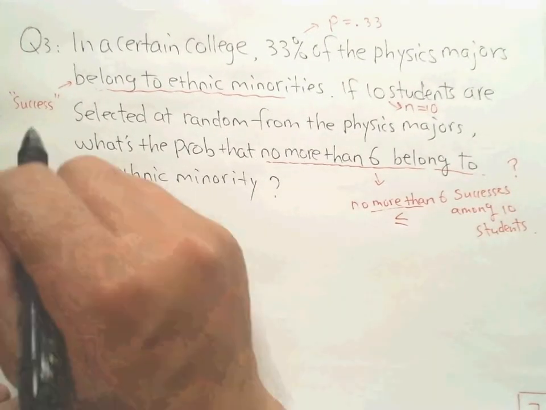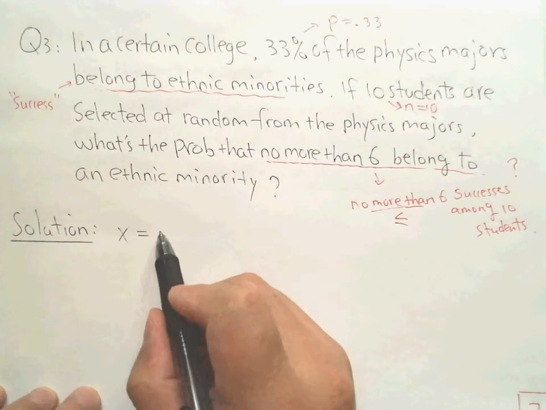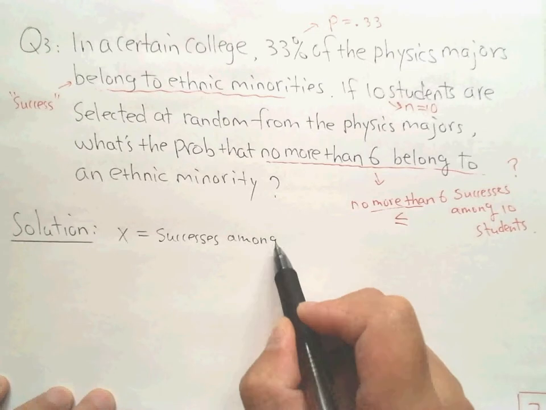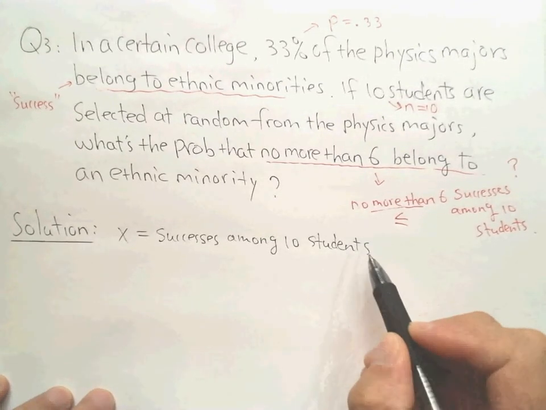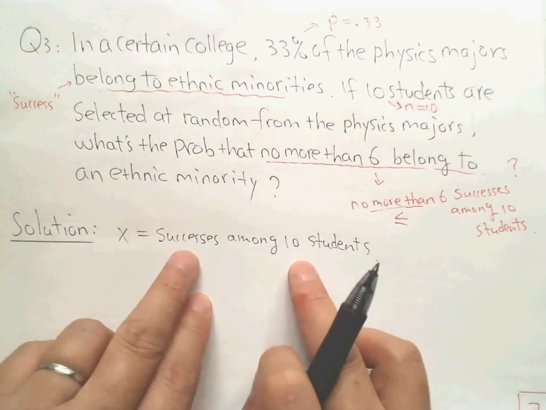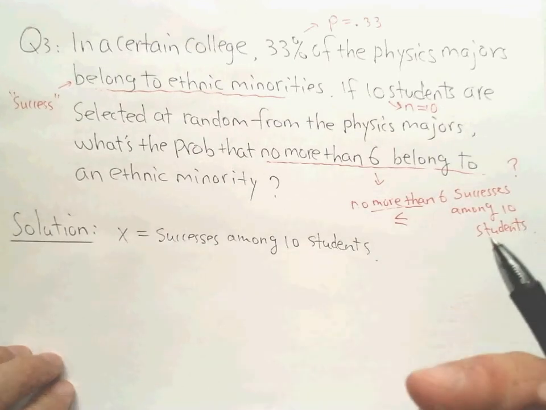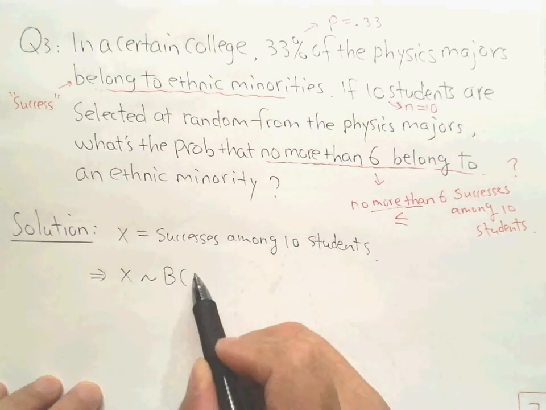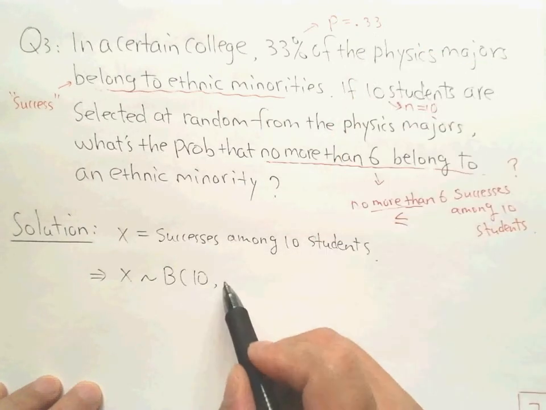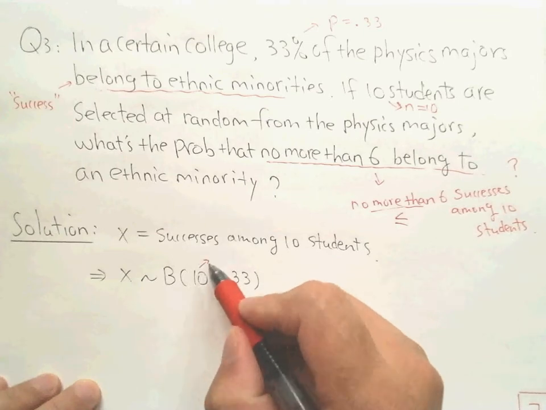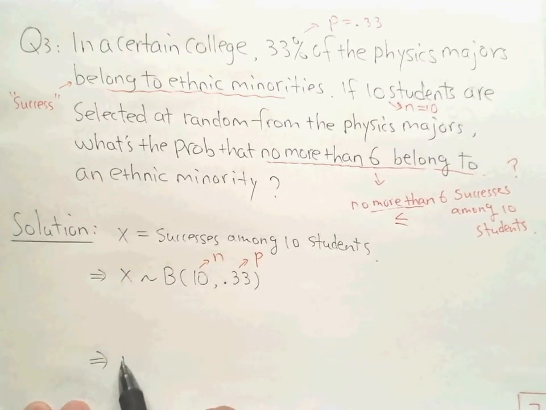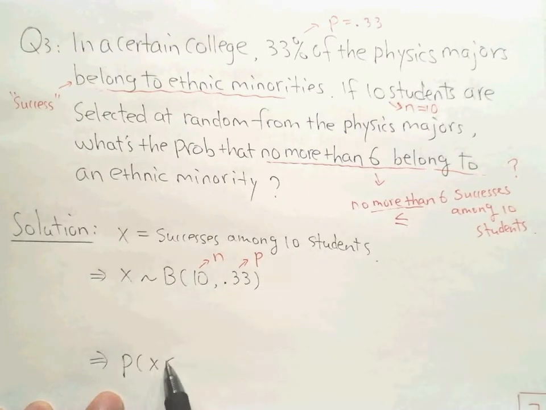Now set up. You already defined the success, so now we can set up X as the number of successes. This means the number of successes among 10 trials, or 10 students. What does this mean? You look at the 10 students one by one: how many belong to the ethnic minority? This is a random variable. So X follows a binomial distribution. Definitely, n is 10 and P is 0.33. You know this is n, this is P. Now we can set up the question. The question is the probability that the number of successes X is no more than 6.